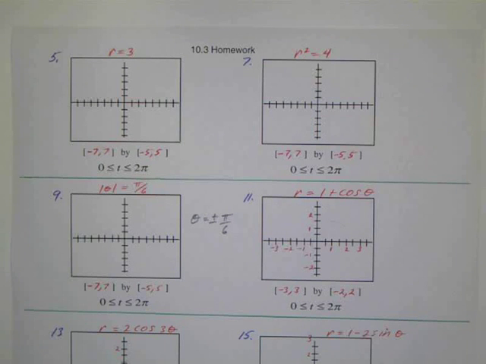So these are from section 10.3, and these are just graphing, and we could use our graphing calculator, or we could just figure them out if we don't need it, and just sketch the graph. That's all they wanted to do. It says graph the set of points whose polar coordinates satisfy the given equation.